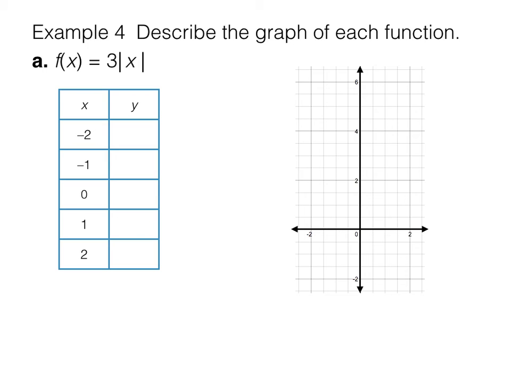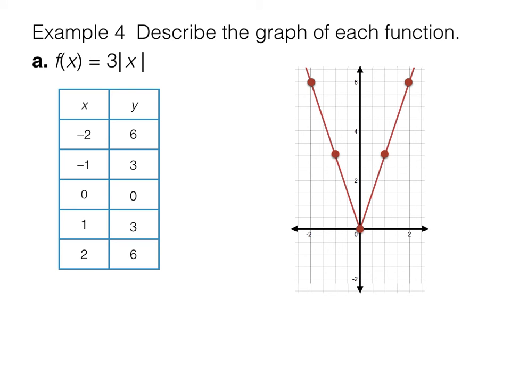But there's also another type of transformation called a stretch. Here we have f of x equals 3 times the absolute value of x. So f of -2 is 3 times the absolute value of -2. That's 3 times 2, or 6. F of -1 is 3 times the absolute value of -1. 3 times 1 is 3. And then we complete our table of values, and we graph our points.